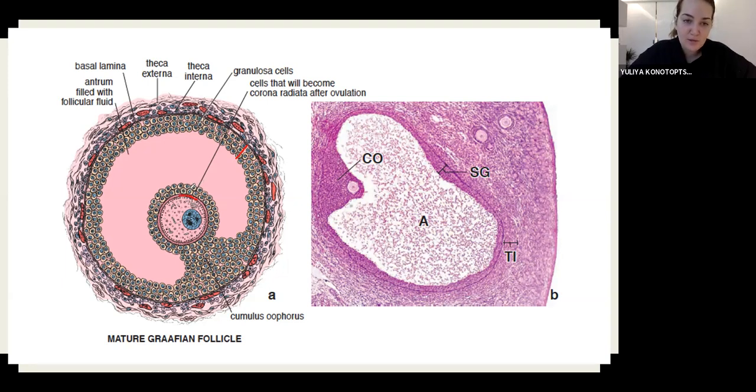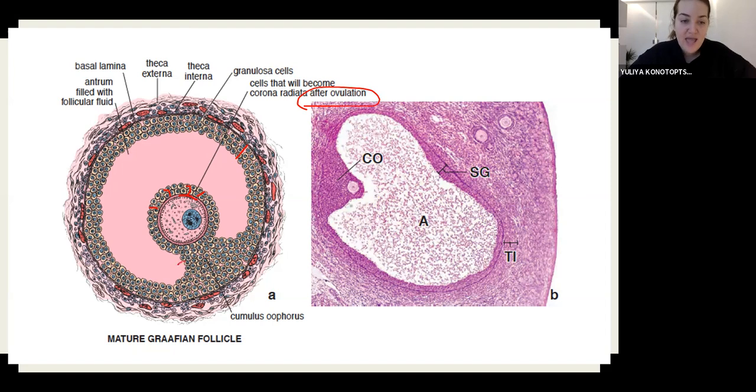These particular granulosa cells, which are on top of the zona pellucida, are known as the corona radiata. But they will be known as corona radiata only after ovulation, when the follicle ruptures and this entire structure is flying towards the fallopian tube. In your SCT, you will see the same. After ovulation, this area will be called corona radiata. Corona radiata consists of granulosa cells on top of the zona pellucida.